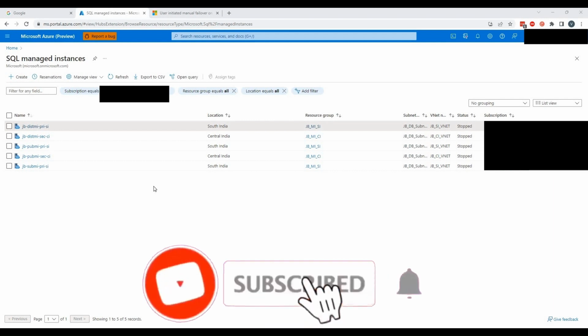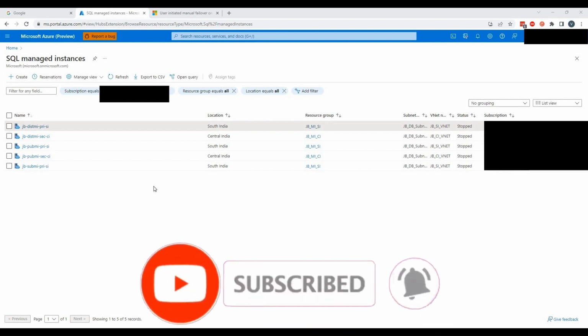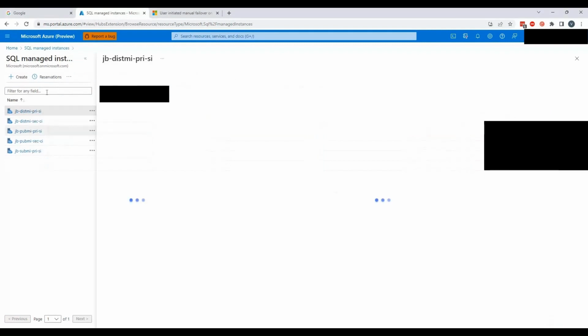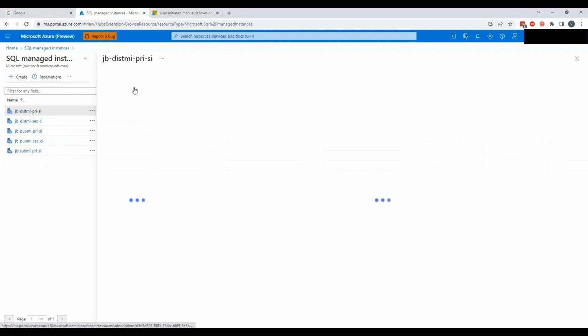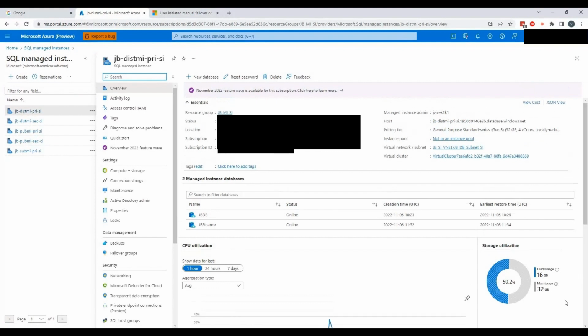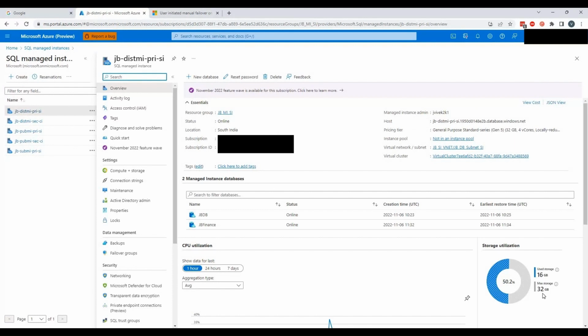Let's take the storage utilization for an Azure SQL Managed Instance. So let's open JB-dist-mi-pra-si. And if you go to the overview tab, we will be able to understand the storage utilization. It is basically telling us that the max storage for this instance as of now is 32 GB, and out of that max storage, 16 GB is used by your SQL Server database.